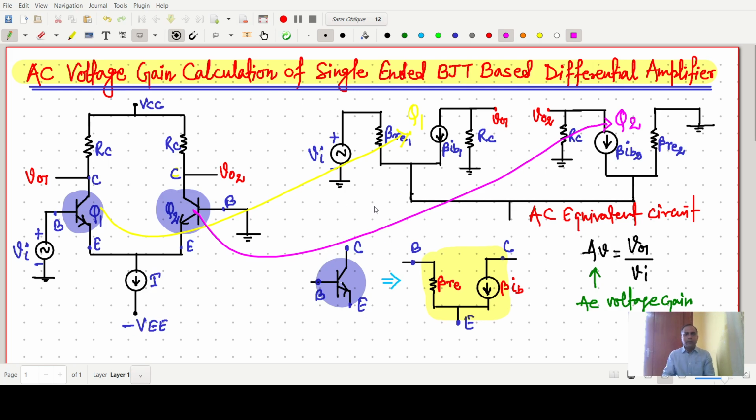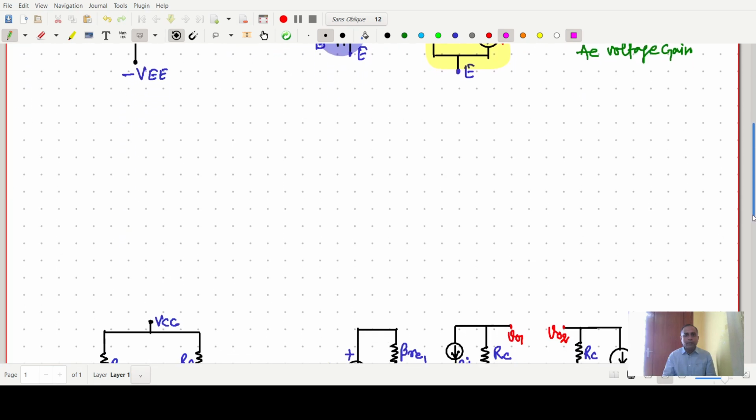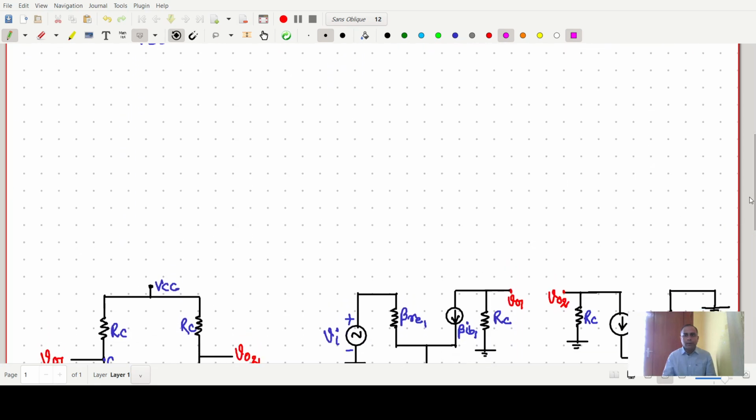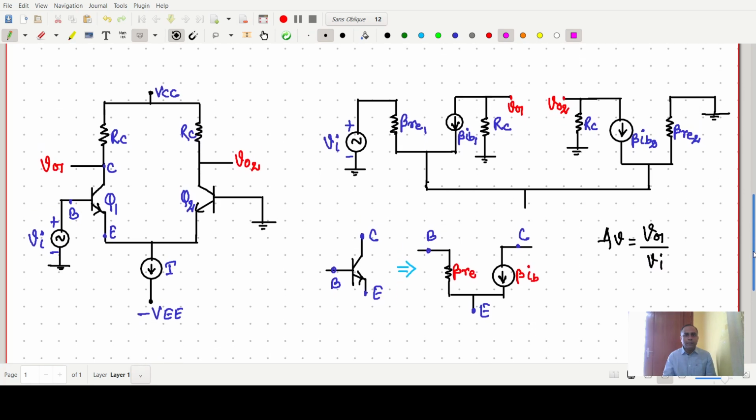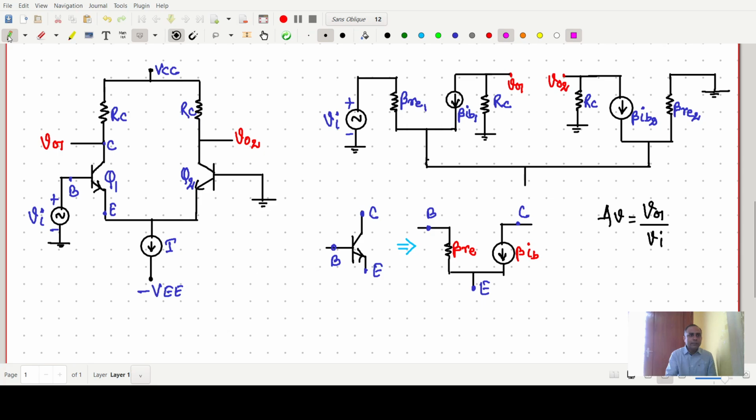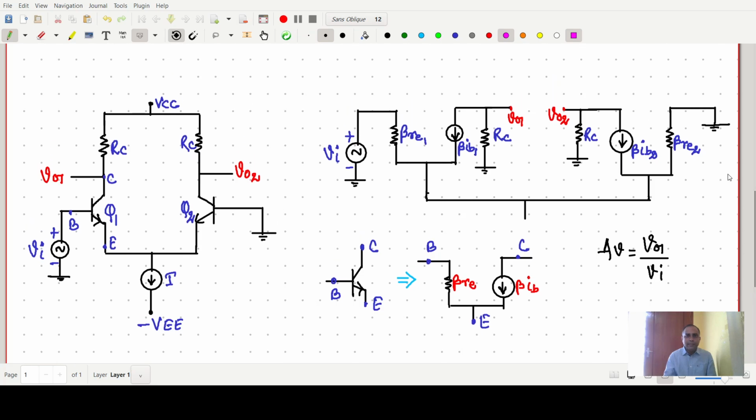We have to know a little bit about how to draw the AC equivalent model, so that we will discuss, and we have to finally find V naught 1 upon Vi. For the AC equivalent circuit, I have already pasted it here to save some time. I have already drawn it, but I will tell you how to draw it.